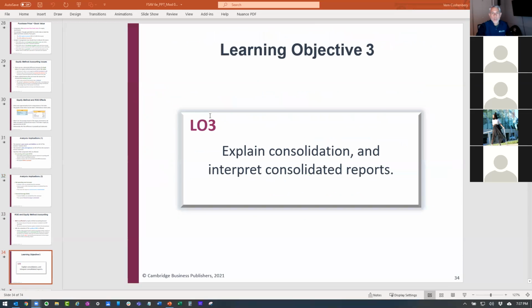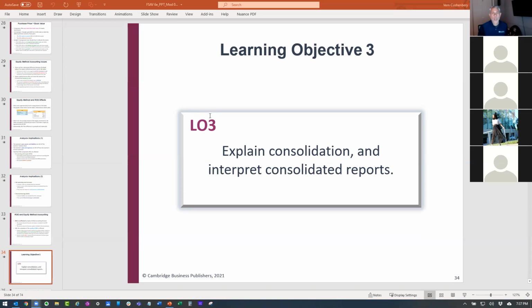Okay. Learning objective number 3. Let's move on to explain consolidation. So we had fair value, which was an insignificant ownership stake. We had the equity method of accounting, which was 20 to 50% ownership. Now we're going to look at consolidation. Consolidation is over 50%. We now have control.